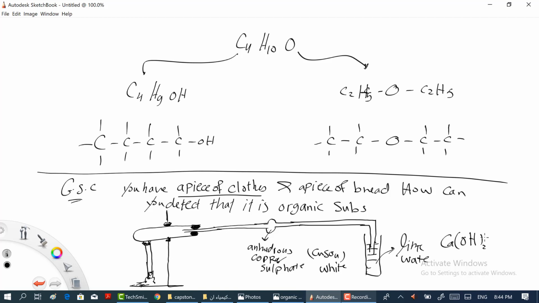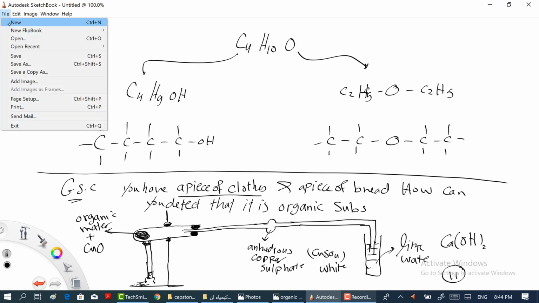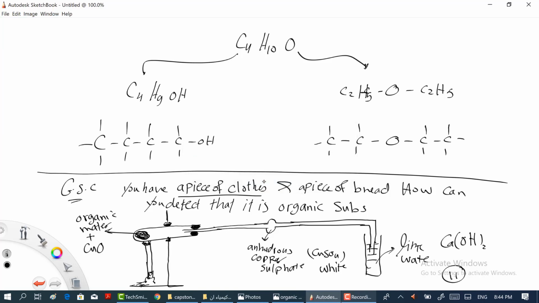What happens when we heat this? It will be organic matter, a piece of thread or piece of clothes, plus black copper oxide. When we heat the organic compound with the copper oxide, it gives carbon dioxide gas and water vapor. Water vapor passes over the anhydrous copper sulfate and changes it to hydrated copper sulfate in the blue color, and the carbon dioxide will turn the clear lime water into calcium carbonate. Right. Let's explain it by the equations.